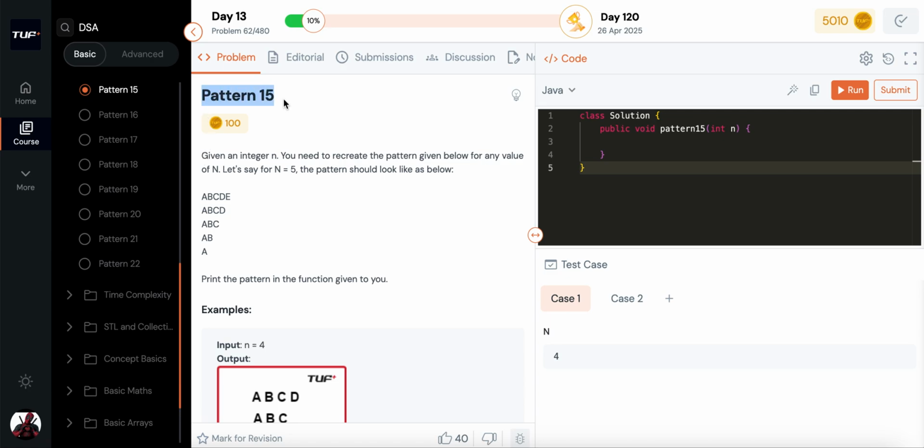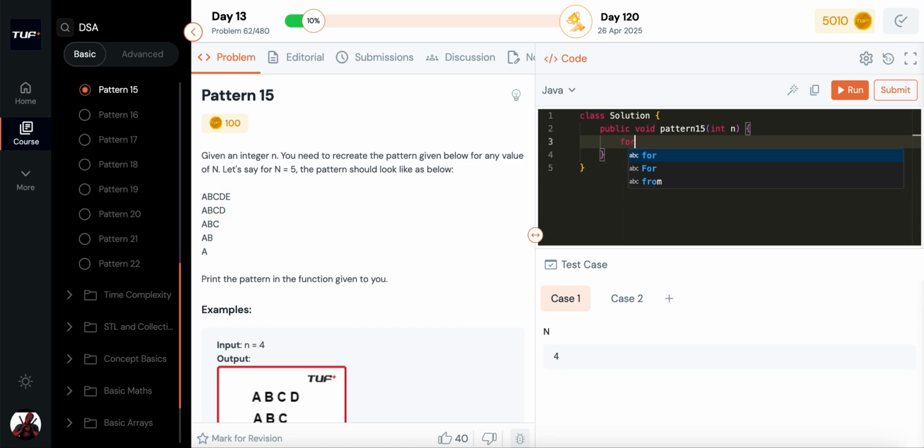Today we will be discussing pattern 15. The problem statement states that given an integer n, you need to recreate the pattern given below for any value of n. Let's say for n equal to 5, the pattern should look like as below. For the first line ABCDE, second line ABCD, it should decrease till it reaches A.